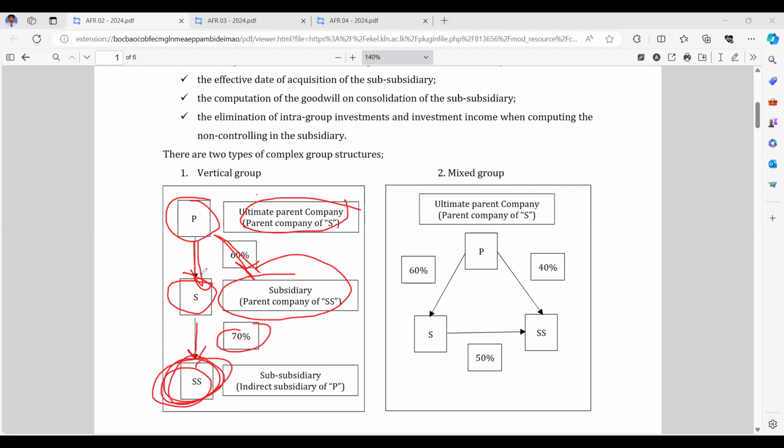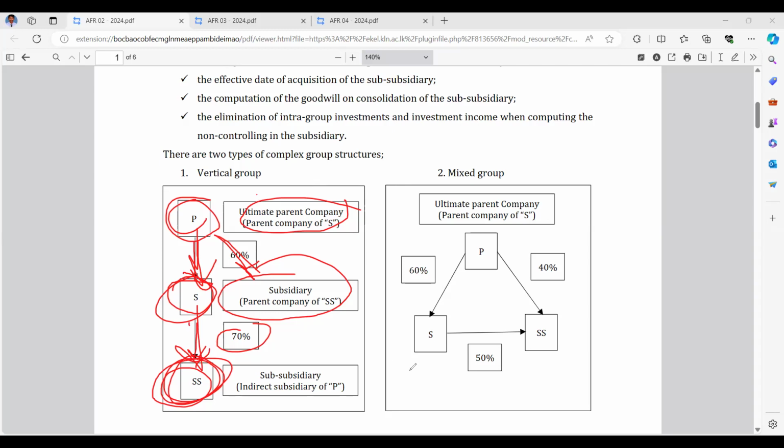How does it come about? P controls S, S controls SS, which means indirectly that P controls SS. Ultimately, by whom is S controlled? The parent P. In return, it implies that SS is also indirectly controlled by the parent.